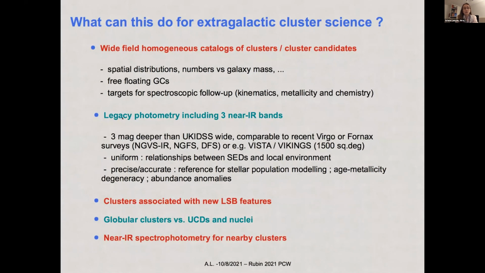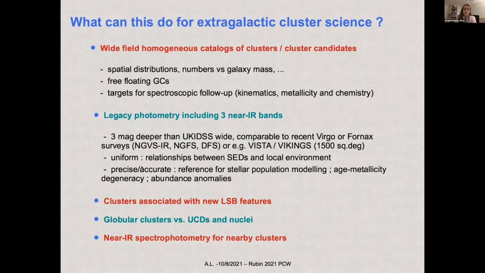I think that an important other point is that for all these objects that you will have found, you'll get excellent quality photometry, including 3 near-infrared bands. As I said, it's 3 magnitudes deeper than Euclid's. It's similar to some deep ground-based surveys that we know, for example, Virgo or Fornax or VIKING with VISTA. It's going to be extremely uniform, which helps in studying relationships that might exist between the globular cluster SEDs and the local environment of those globular clusters. And that's really a bottleneck of ground-based observations that we will break there.